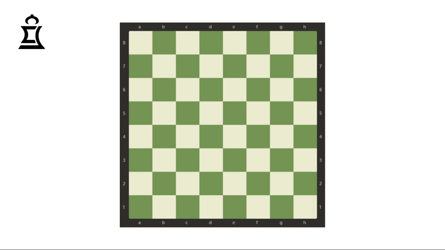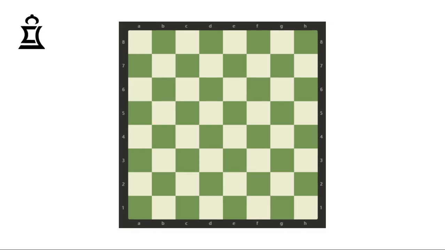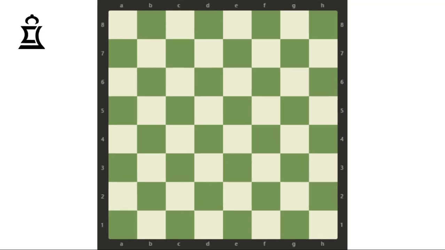Besides files and ranks, there's another way to divide the chessboard, and that's by using diagonals. Diagonals are useful when making diagonal moves, such as with the bishop, queen, or pawn. Some examples of diagonals are A1 to H8, D1 to H5, F1 to A6, etc. For now, this basic understanding of the chessboard is enough.